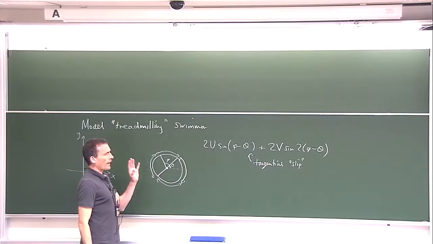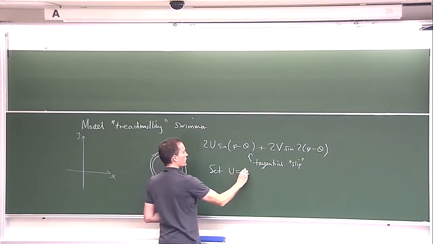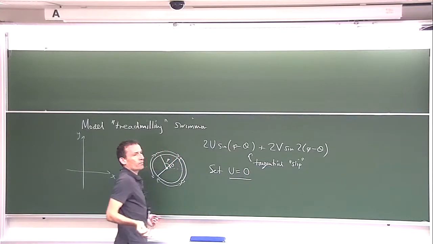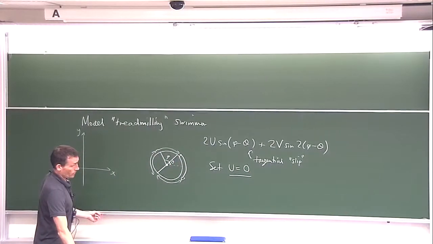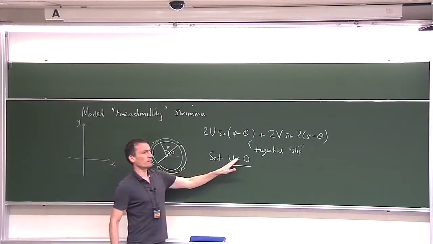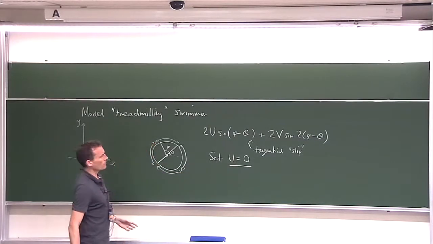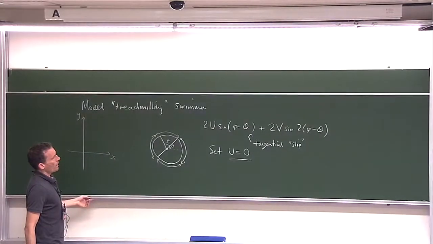And I actually set u equal to 0. I didn't have to do that. I did, because in that case, if the swimmer is situated in free space, it doesn't move. Okay, I could keep this in, and then the analysis is different, but the steps are the same.